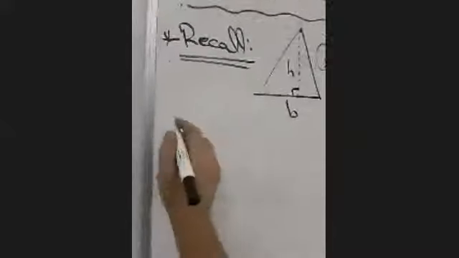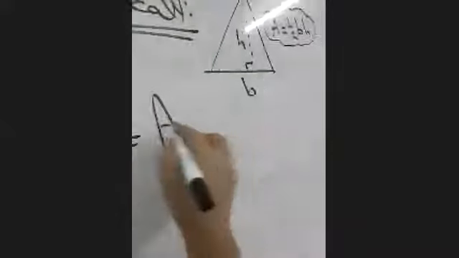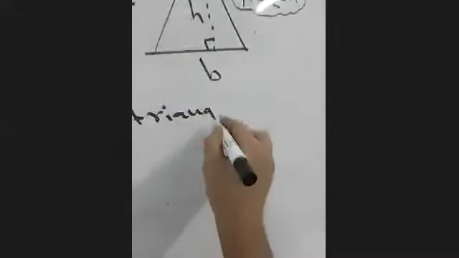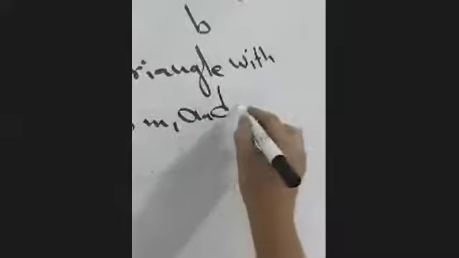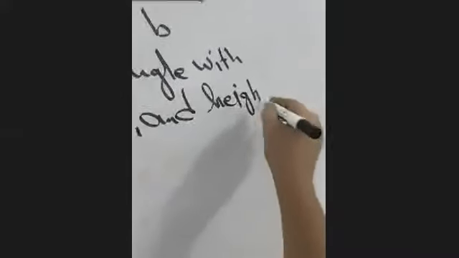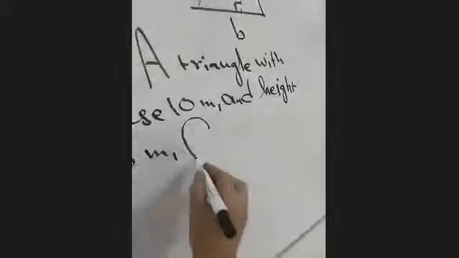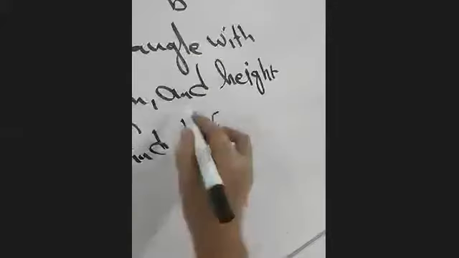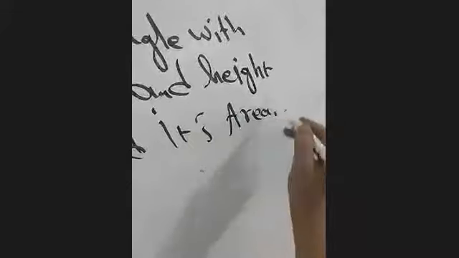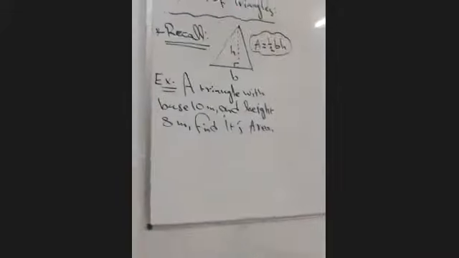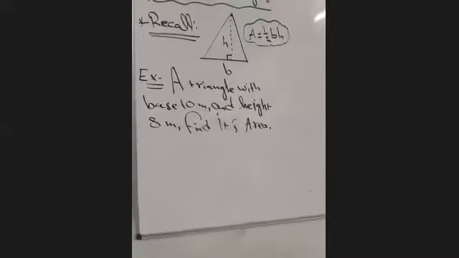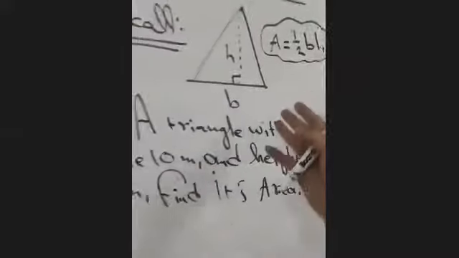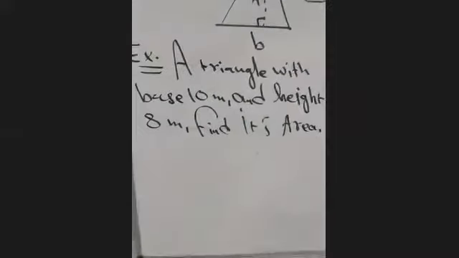Now let's take an example. For example, a triangle with base 10 meter and height 8 meter, find its area. And here the pronoun goes to the triangle. So a triangle with base 10 meter and height 8 meter, find its area. I have the base, I have the height, I want the area, write the formula and apply it.